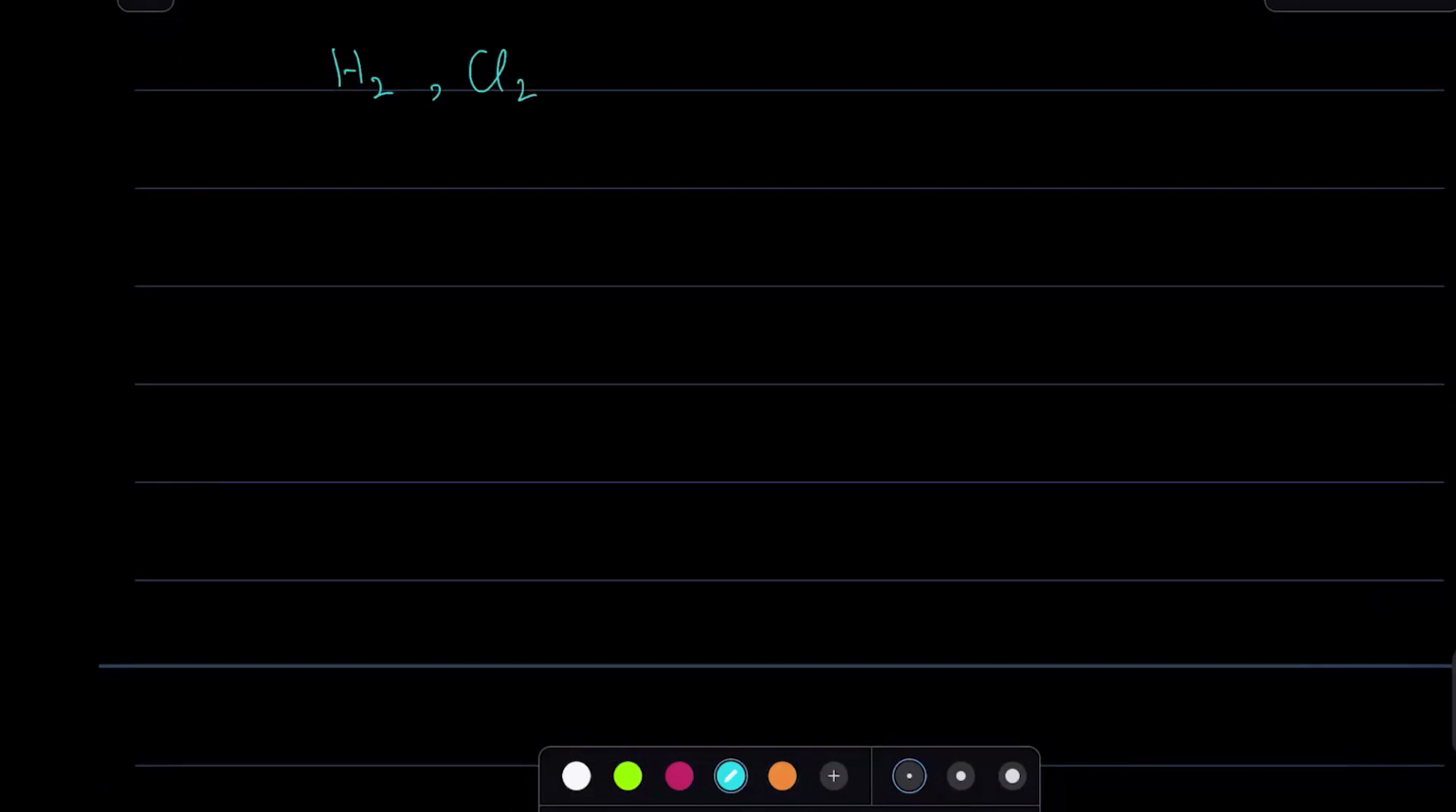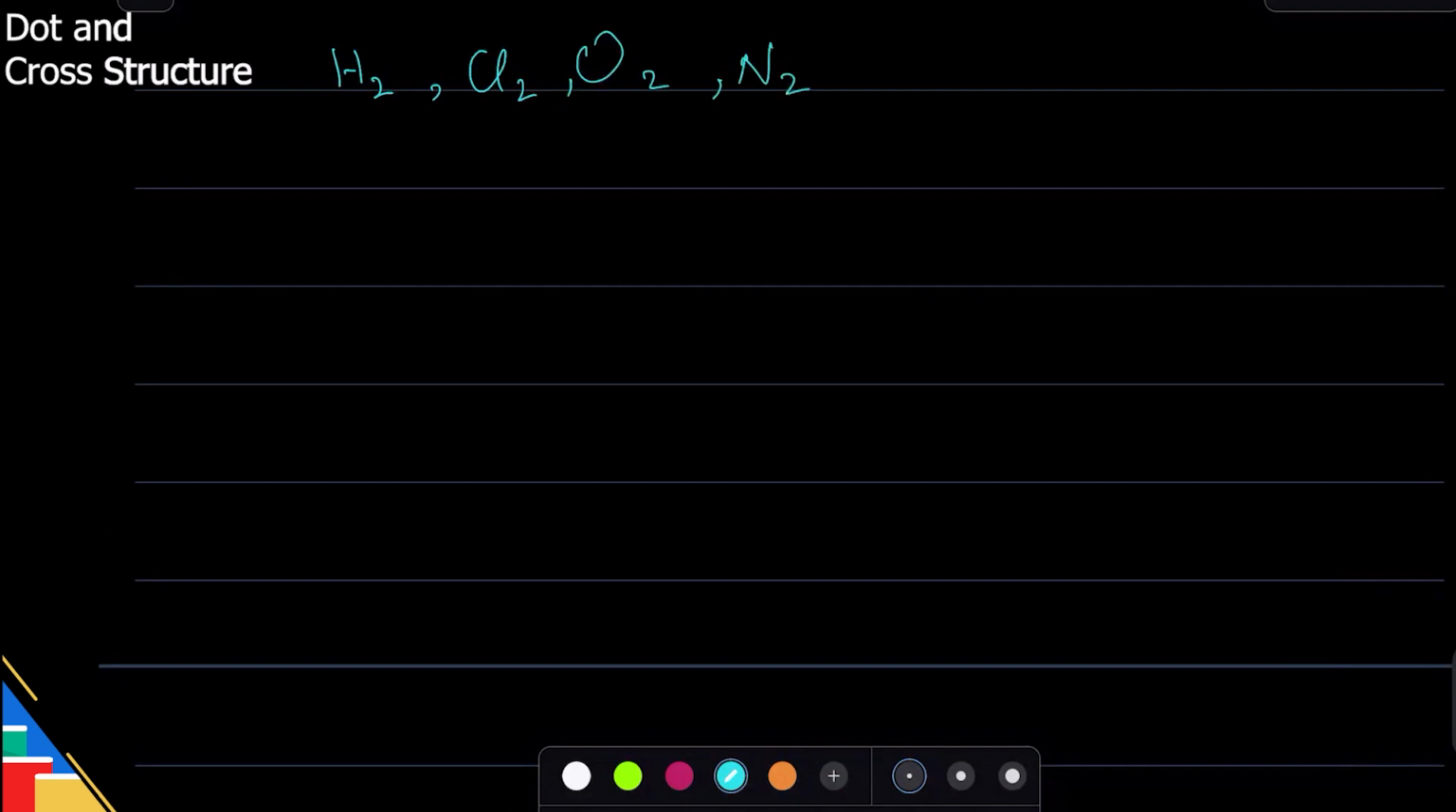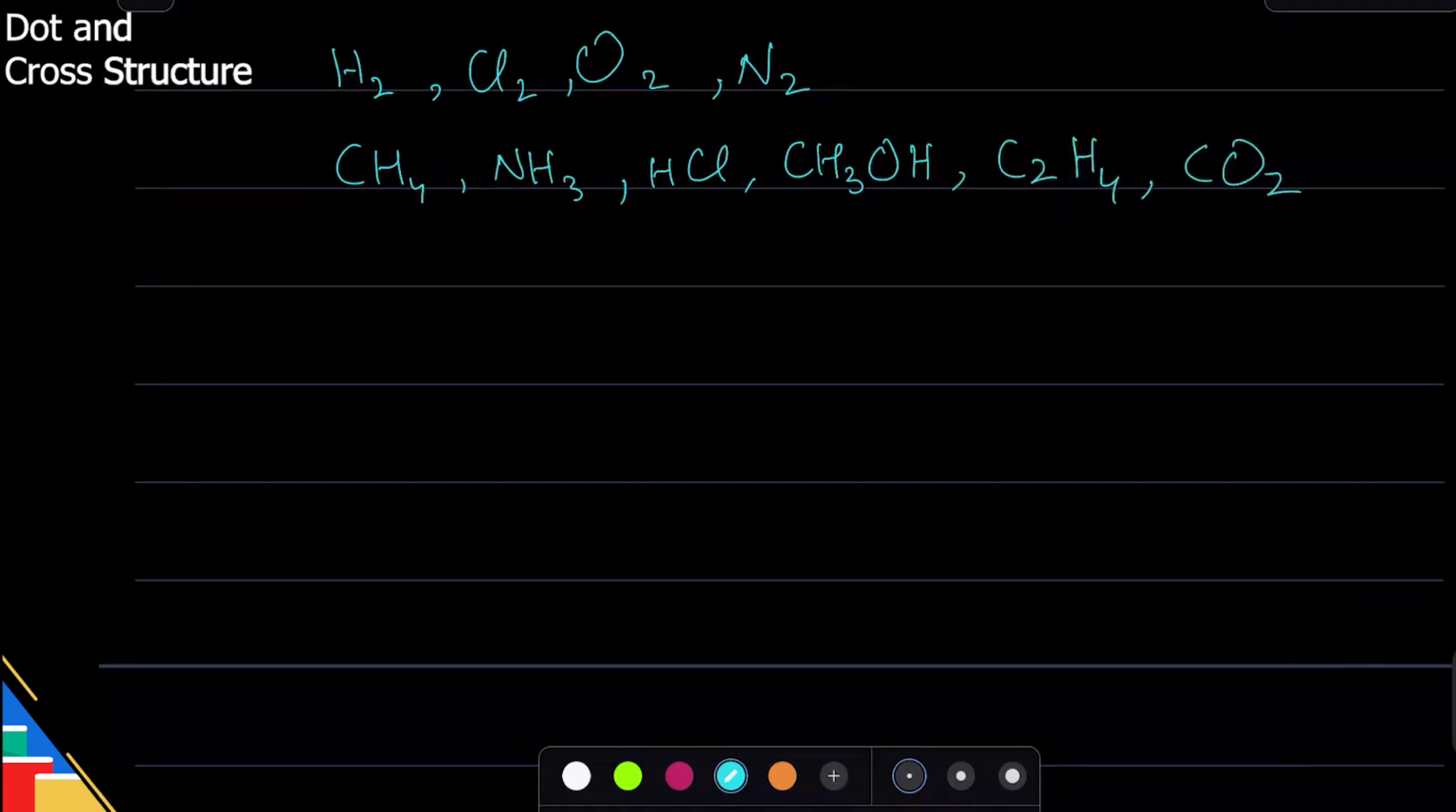and chlorine. ये वो elements हैं, oxygen and nitrogen. These are the four elements जिनका dot and cross diagram आपको आना चाहिए. And then you have compounds. You have CH4, NH3. CH3OH was not in the syllabus earlier on. New syllabus में ये है. Okay? So these are the ones that you must know how to draw.